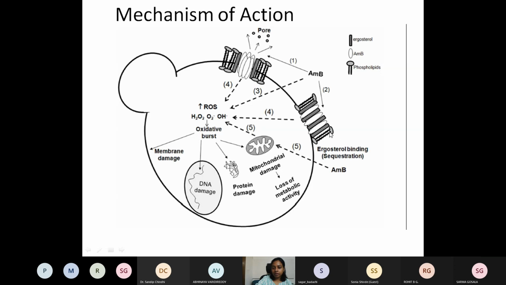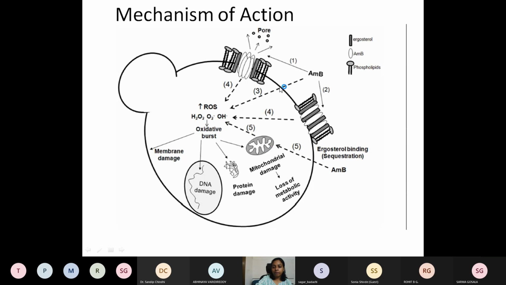Another mechanism is that there's an extracellular sequestration of the ergosterol. You can see how on the extracellular surface itself, ergosterol is extracted from the lipid cell wall membrane. This also leads to destabilization of the entire cell. They've also found that there is an increase in the reactive oxygen species inside the fungus, and this could be either a direct effect or a secondary effect because of the pores that are formed and the loss of all the cations and the mitochondrial damage, which in turn will lead to membrane damage, DNA damage, and the death of the cell.